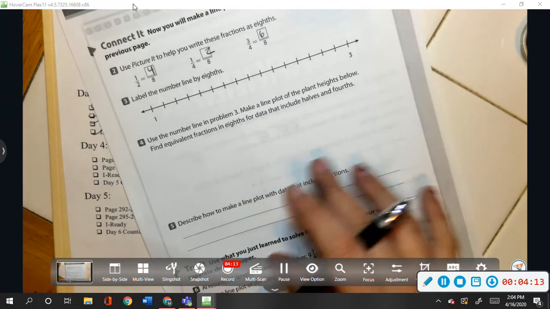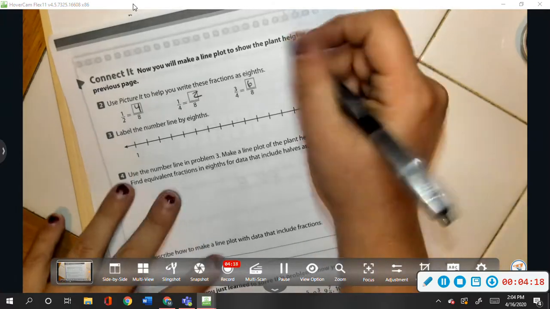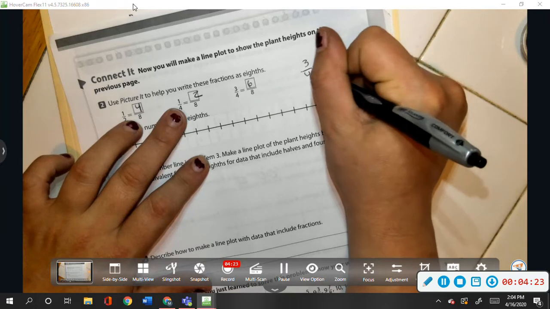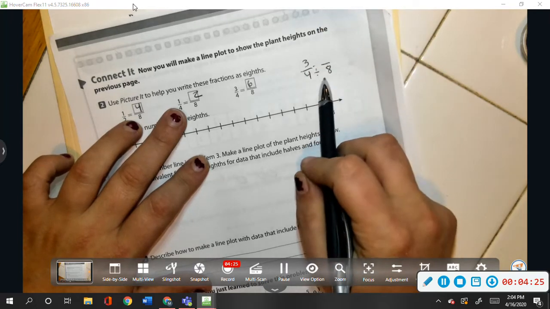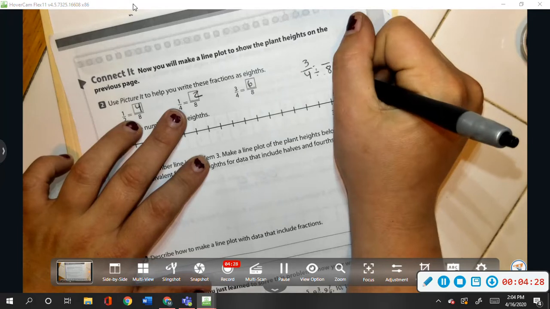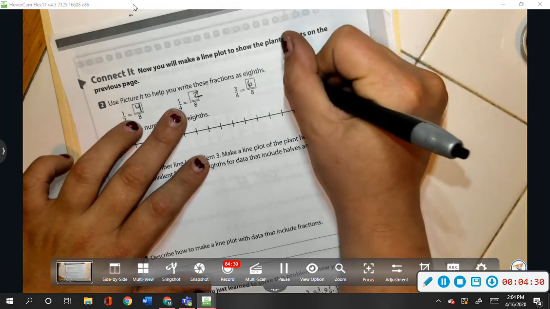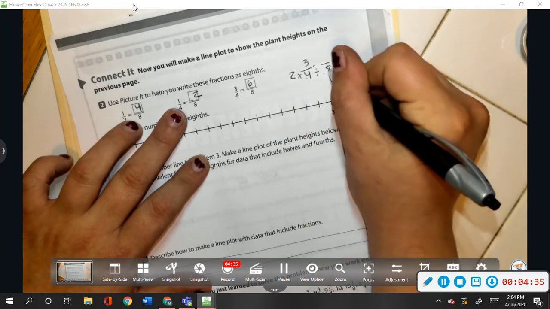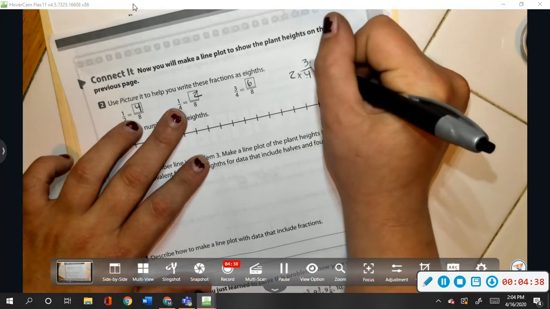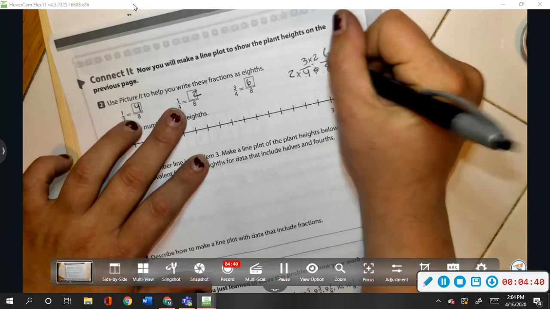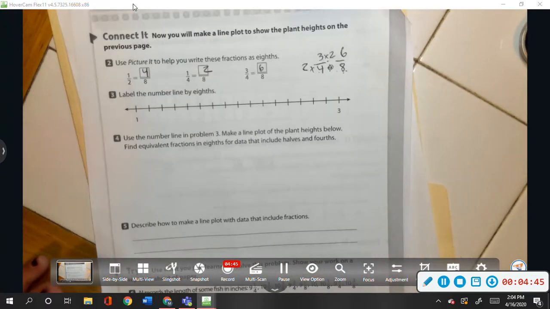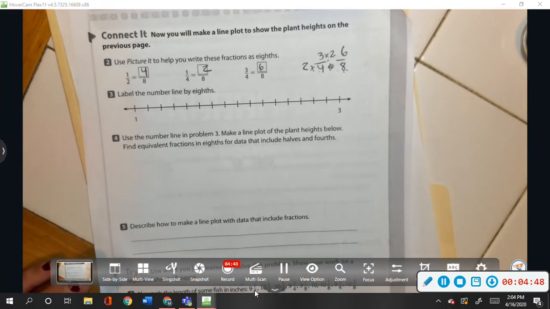Another way we could do this, if we know that we want a denominator of 8, we can take our fraction, let's take 3/4, and we divide 8 by 4 to find out what we multiplied in order to get an 8. So we know that we have to multiply 4 by 2 in order to get to 8. 2 times 4 is 8. And remember, whatever we do to the top, we must do to the bottom. 3 times 2 is 6. And then we're just going to go down here and label our number line. And I'll pause this just for a second so I can label it real quick.